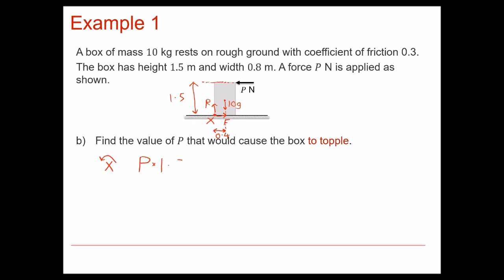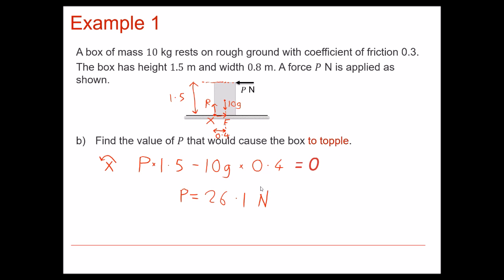That's acting anti-clockwise. And then the only other force which is going to have any moment about X is this 10g, and that's acting clockwise. So we have minus 10g times its perpendicular distance, which was 0.4. So if I rearrange that for P using g equals 9.8, I find that P in this case is equal to 26.1 newtons.